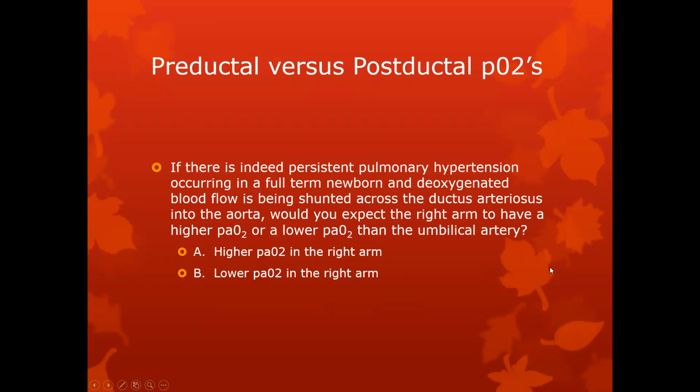If there is indeed persistent pulmonary hypertension occurring in a full-term newborn and deoxygenated blood flow is being shunted across the ductus arteriosus into the aorta, would you expect the right arm to have a higher PaO2 or a lower PaO2 than the umbilical artery? Higher, very good, letter A. It's going to be higher because the shunt occurs after that point on the aorta.